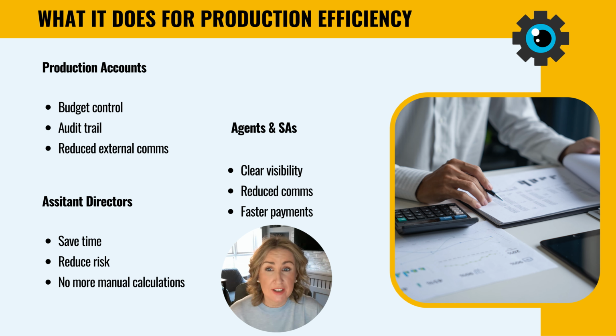What does it do for production efficiency? Production accounts have said that it helps them to keep a really close eye on their budget as well as have a good audit trail. They've expressed that they have much less in terms of external comms because all the departments can log in and see everything at a glance. The agents have clear visibility within the system. Reduced comms is something that was echoed through all the departments, and they also get faster payments. So the agents and SAs are happy from that point of view. Assistant directors are happy because they reduce their risk massively. We know how long the filming days can be, so they're not having to do manual calculations after 11, 12-hour days.